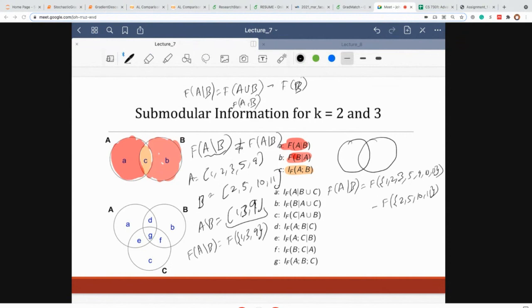Okay, is this part clear? Why these two are different? If f is modular, then this is exactly the same, right? But since f is submodular, these two are not the same.